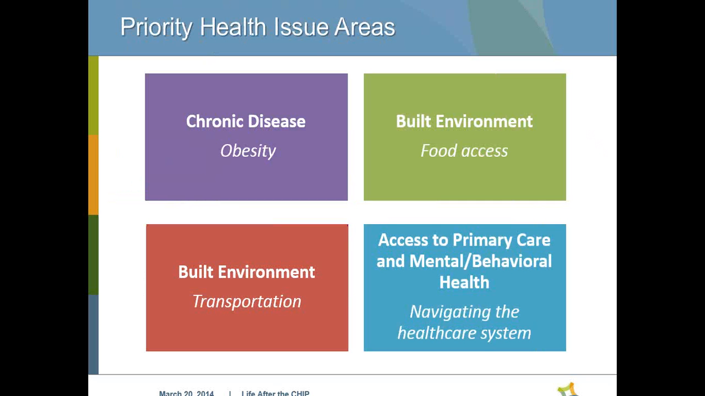So before I turn it over to Vina, I just wanted to highlight what the priority health issue areas were that were identified in the community health assessment and then prioritized for the health improvement plan. So you can see that there are 4 core areas that emerged from the CHA, and these focus areas were identified through a ranking process that engaged the core coordinating committee.